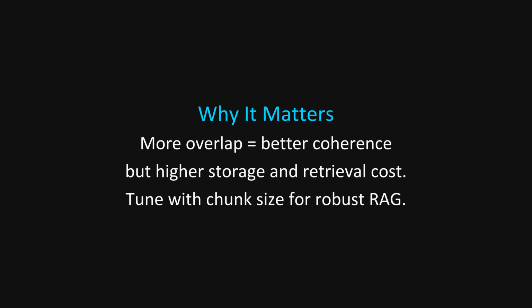Chunk overlap matters because it trades off coherence against cost. More overlap preserves context across chunk boundaries, but increases storage, indexing, and retrieval work. In practice, tuning overlap together with chunk size helps RAG systems avoid missing crucial sentences at the edges, making answers from large language models more accurate and less brittle.